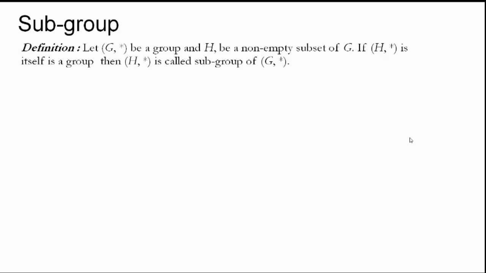Now what you are going to do is take a group G. From that you are picking a subset called H. If that subset is also a group, that means whatever binary operator you use on the main set, if you use the same on the subset, still the subset is forming a group, then such groups are said to be a subgroup of the main group. Clear? Okay.